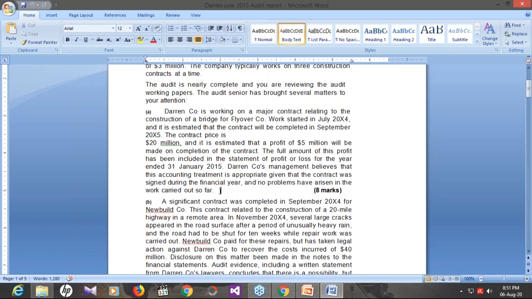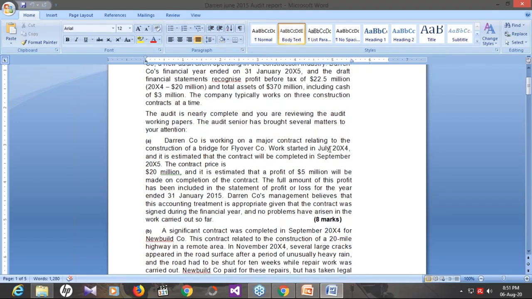So this is the data that is provided. This project starts from July 20x4, and this project is going to end in September 20x5. Project total value is 20 million and the profit is 5 million. But the important thing is that the full amount of this profit has been included in the statement of profit or loss for this year. So this is the misstatement that they have done.